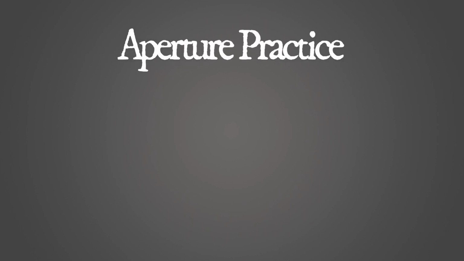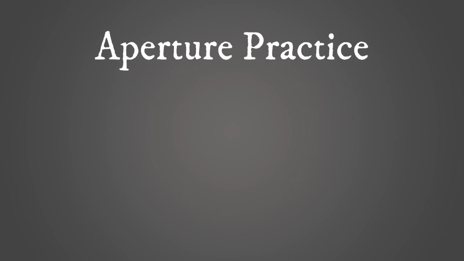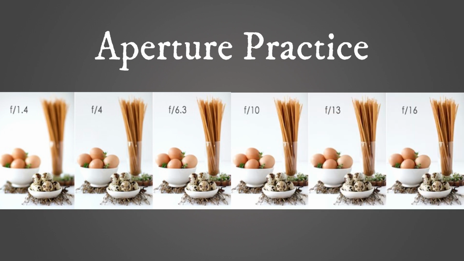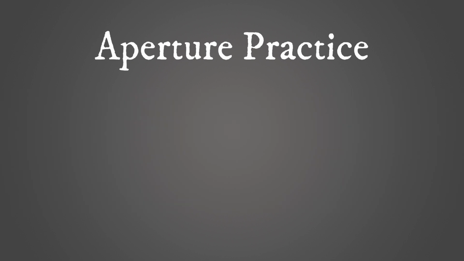Here are 3 exercises to help you become familiar with aperture. Number 1, find or set up 3 or more items in a row. Without changing the position of your camera or the items, take a picture at every f-stop that your camera has. Your end result should look somewhat like the example pictures here. Try to be creative. Get familiar with how each f-stop affects the amount of the photo that is in focus.